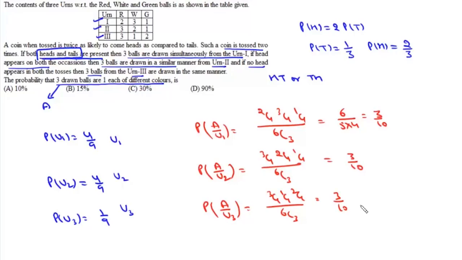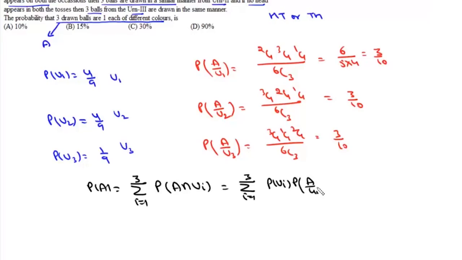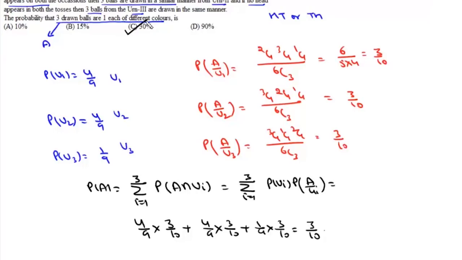Now we need to find this probability of A. Now this probability of A will be the summation of probability of A intersection Ui, where i varies from 1 to 3, and will be the probability of Ui into probability of A given Ui. Now this is 4 by 9 into 3 by 10 plus 4 by 9 into 3 by 10 plus 1 by 9 into 3 by 10, which again is nothing but 3 by 10. And this is 30%. That means your option C is correct.